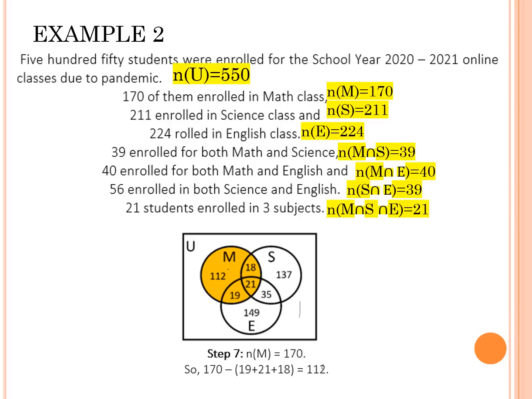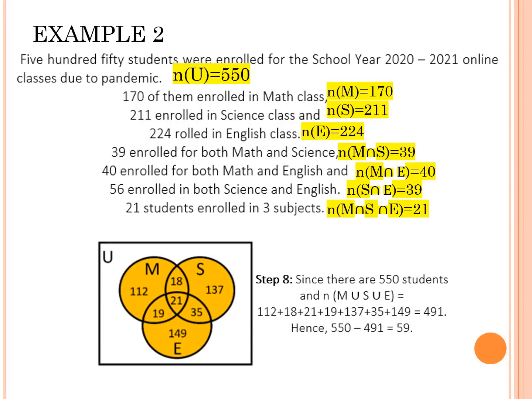Now we are done with our Venn diagram. Those are the important numbers. But when we add all of this, the numbers 112, 18, 21, 19, 137, 35, and 149, the result is 491. But it says in the problem that there are 550 students. It means that out of the 550 students, 491 enrolled in these three subjects, and there are 59 who did not enroll in any of those three subjects. That's why we have here an outside part, we write 59. Okay, 59.